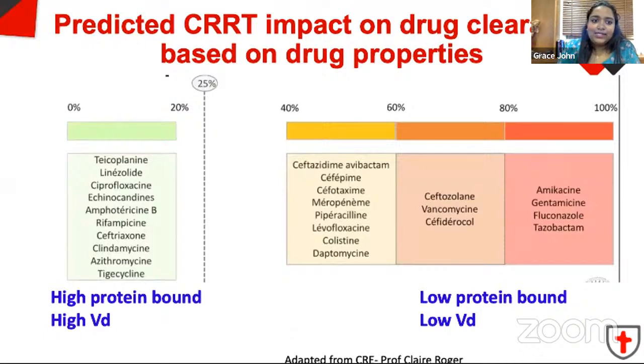And you can see that here they have tried to classify the drugs. These drugs mostly, because they are highly protein bound and the volume of distribution is on the high side, don't need to be dosed very compactly. And when you come to low protein bound and low volume of distribution drugs, those are the ones that need a lot of dosing adjustments.